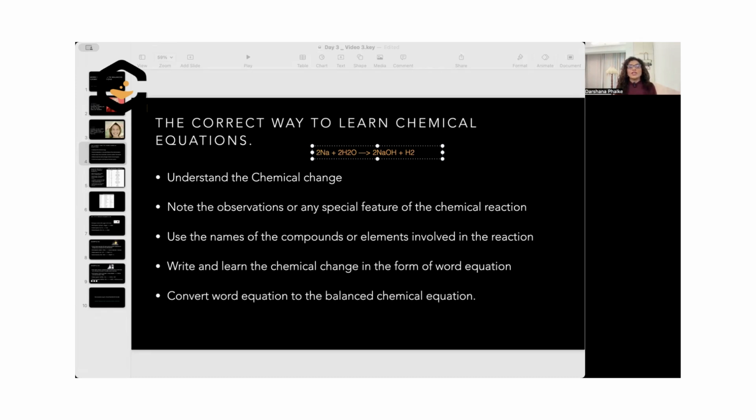So note the observations or any special feature of the chemical reaction. Then, as I said, don't remember the formula, just say the name. Say the name. So we'll say sodium and water gives you sodium hydroxide and hydrogen. Learn the chemical change in the form of a word equation, sodium plus water, once again. And then you know how to convert a word equation into a balanced chemical equation. Okay. I hope you got whatever I said just now.